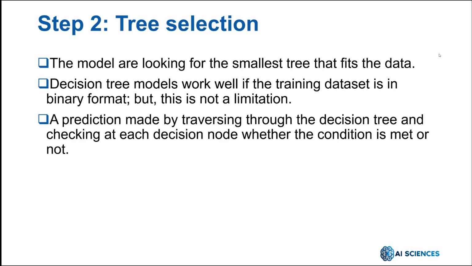For continuous features, the decision condition can be applied in the form of greater than or less than a certain threshold. For example, x is greater than 0.7. A prediction on a new data point is made by traversing through the decision tree and checking at each decision node whether the condition is met or not.